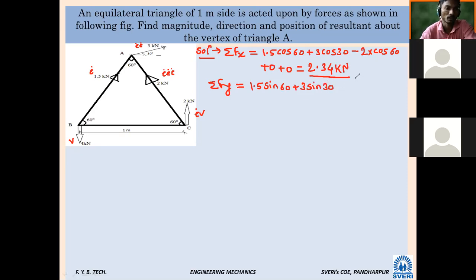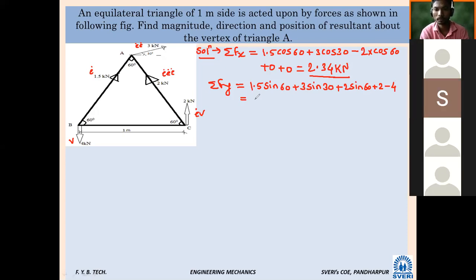Very good. Force number 3, 2 kilonewton. Y component of that force, plus or minus? Plus, 2 sin 60. Next, plus 2, minus 4. Very good, minus 4. Calculate. 2.53. Any more answers? 2.53 is the one answer.